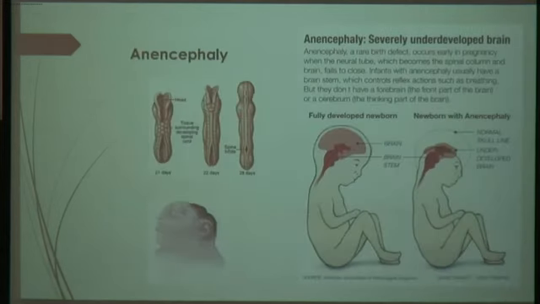This is a picture of anencephaly. As you can see, this is the formation of the neural tube, and the top of this is forming the head. If this part fails to close, anencephaly will happen. If you compare with a normal child, the normal skull line is here, and this is a child with anencephaly.